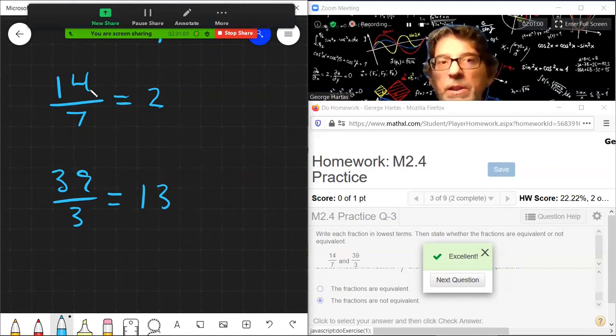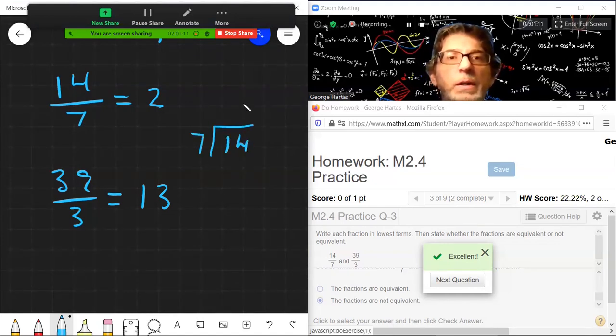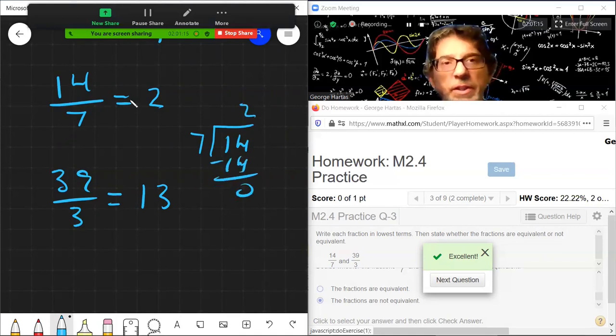So sometimes the top number is divided evenly by the bottom number. Just like if it was 7 divided into 14, well, that's 2 times. Yeah, it's the same thing, right? There it is, 2. Same kind of situation. So be on the lookout for that.